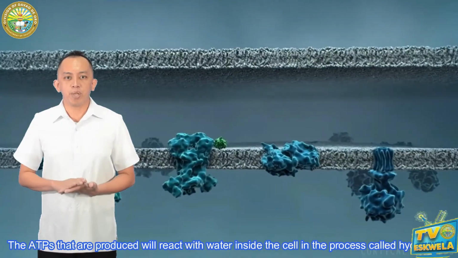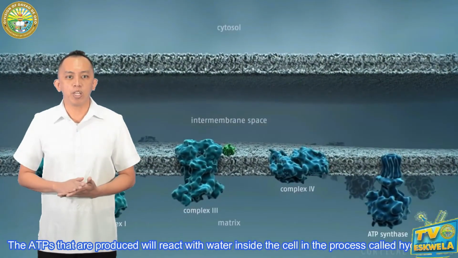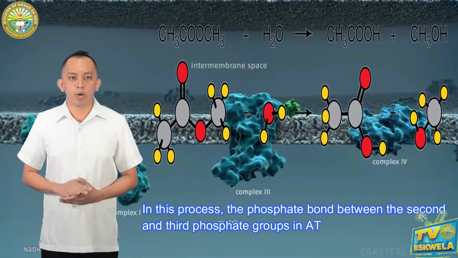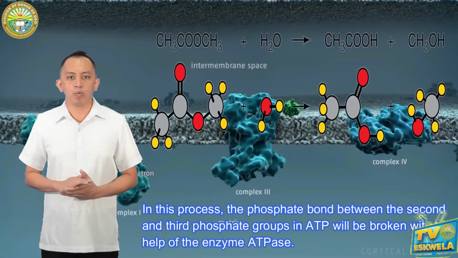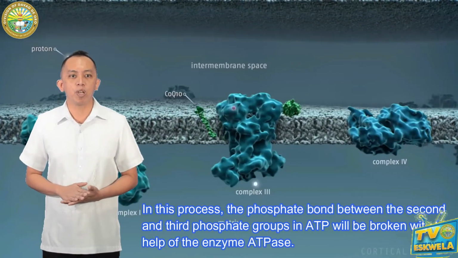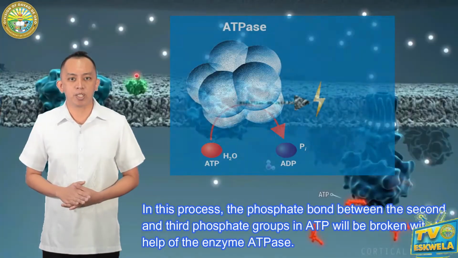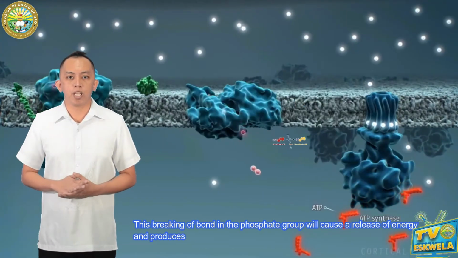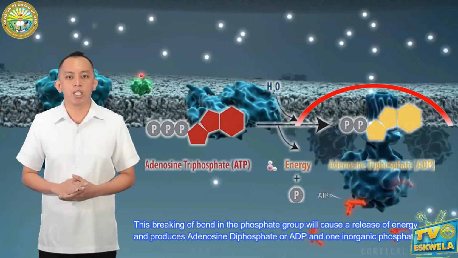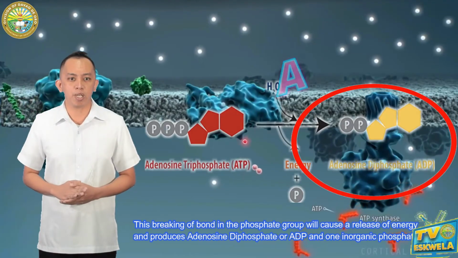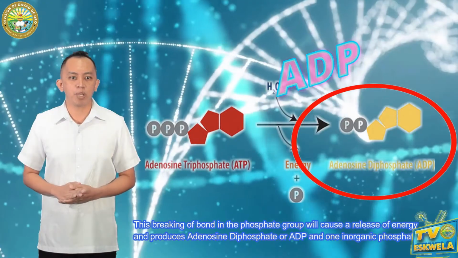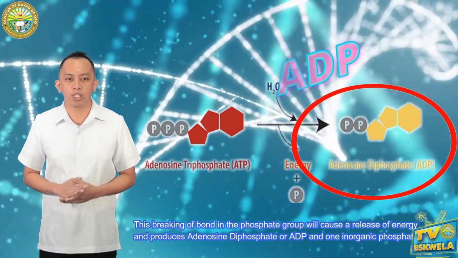Second, the ATP produced will react with water inside the cell in a process called hydrolysis. In this process, the phosphate bond between the second and the third phosphate group in ATP will be broken with the help of the enzyme ATPase. This breaking of the bond in the phosphate group will cause a release of energy and produce adenosine diphosphate or ADP and one inorganic phosphate group. The hydrolysis of ATP is shown in the following reaction.